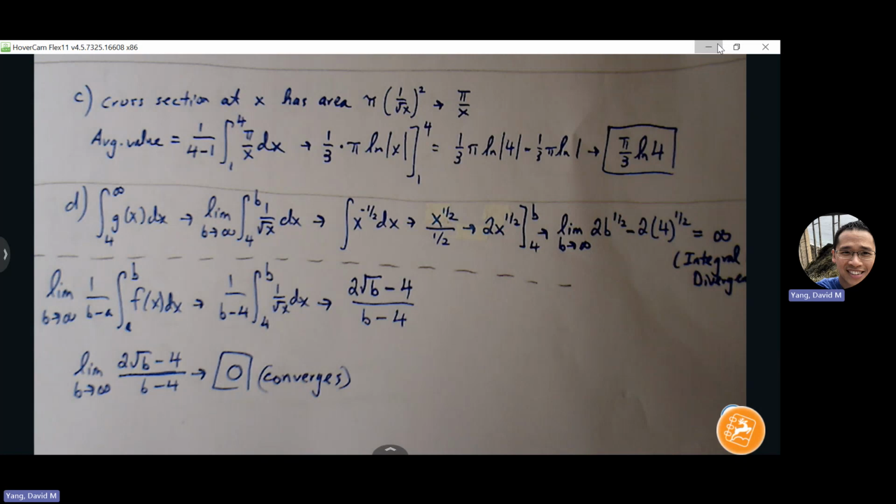For part D, we're doing an improper integral, and as we evaluate, we're going to get a numerator that is basically infinity minus a real number, which is going to be infinity. So the integral is going to diverge. However, the average value will converge because this expression will now be divided by b minus 4. If I take the limit as b approaches infinity, the denominator is going at a faster rate than the numerator, so this will go to 0 and converge. The first part of part D diverges, but the second part converges because of the average value denominator, b minus a.